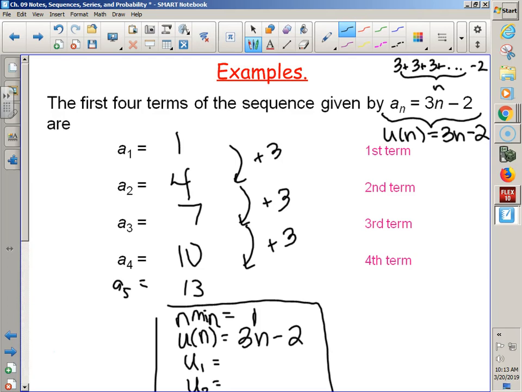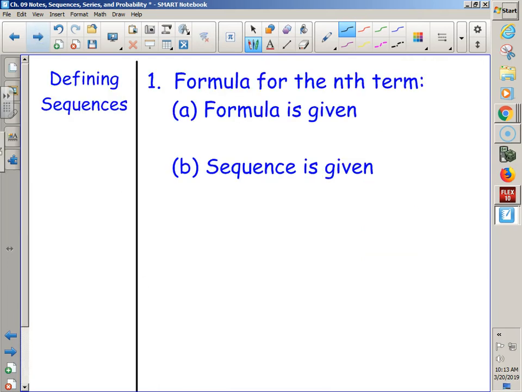And now a computer, if you could program it, you could get to the 100th term pretty quickly. But we're not necessarily computers, are we? Are patterns nice? Yes. Are they enough? No. So how do we define sequences? Two ways. How do we define them? Or how can we be given them? Do you guys see what's up here? Formula is given or the sequence is given.